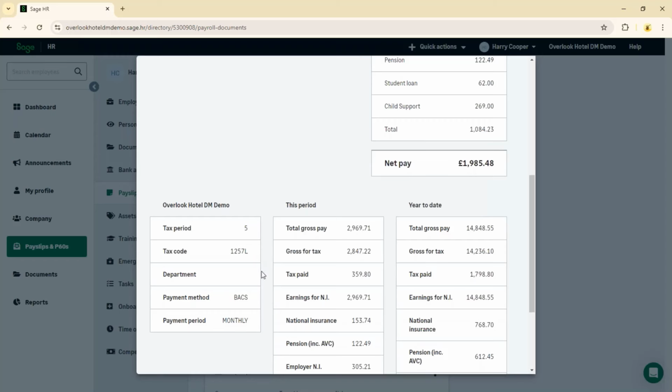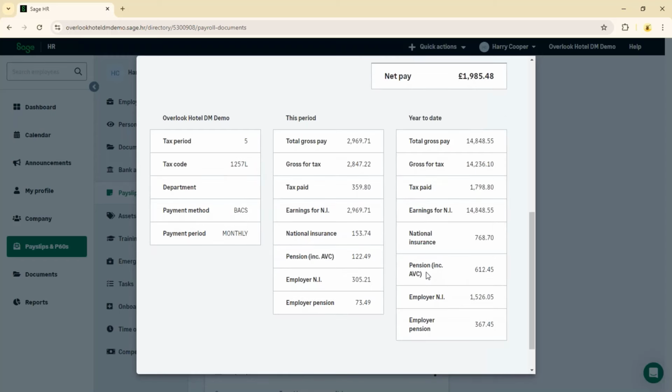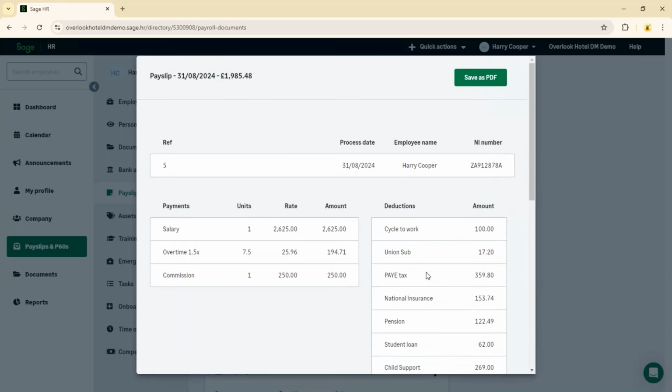Got the tax code that was used for the tax, the pay frequency, and we've got all of those year-to-date values as well. So one of the advantages here is that Harry can access his payslips whenever he needs to. If he needs to share them, if he's getting a mortgage or anything like that, he can download them as a PDF. So we can save as PDF.